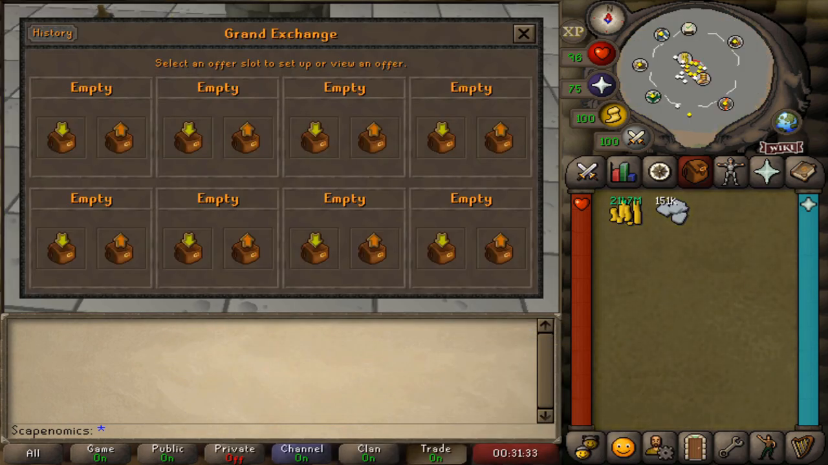Now that we've done all the analysis on the items, we're going to go ahead and list everything on the exchange. If you guys have any questions about how I did the analysis on GE Tracker, be sure to let me know in the comments section below. I'll answer all the questions that you guys have on this video.